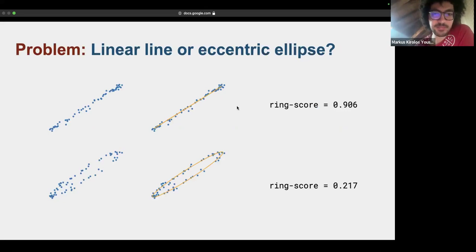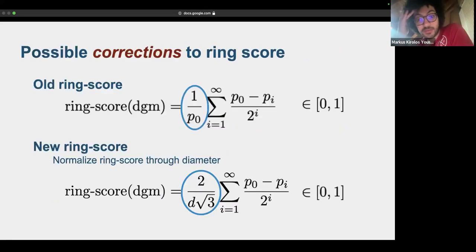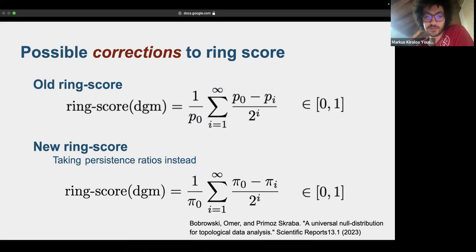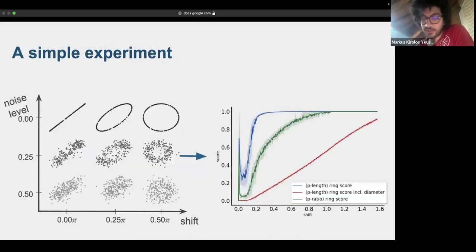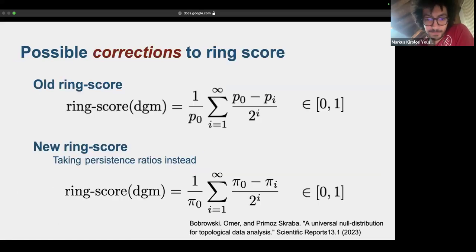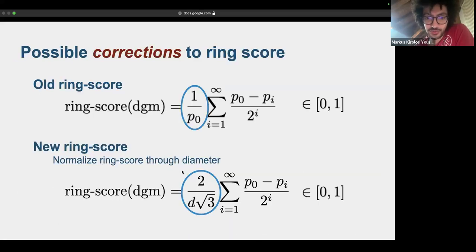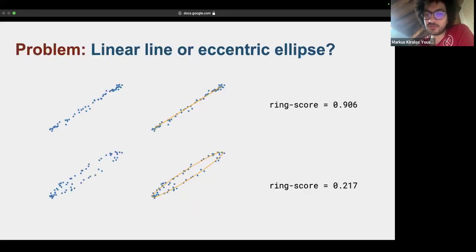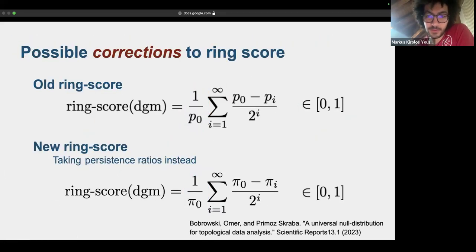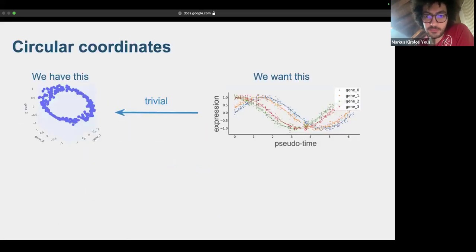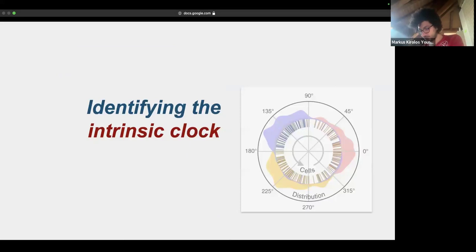This is particularly bad if you use noisy data, because you can have weird things at very eccentric ellipses. So that's why we normalize to the diameter, and we introduce a new normalization, and that solves the problem. We have different variations of this, but the one you should keep in mind is that we normalize everything through the diameter so that this transition becomes continuous. All right, let's move on to the intrinsic clock.